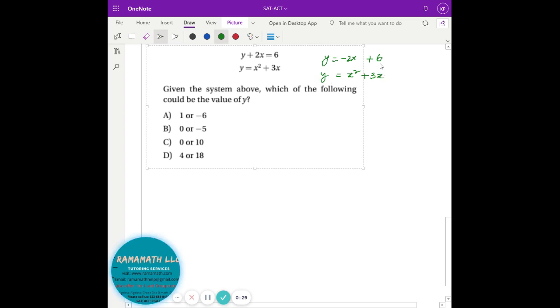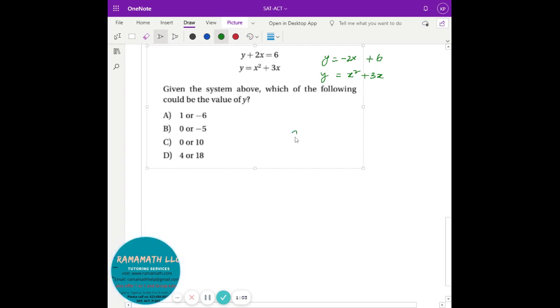So both of them: y equals negative 2x plus 6, and y equals x squared plus 3x. One way you can solve them is by graphing these two and seeing where they cross, and then you get the answers. But in case you don't have a graph, both of them are y's. That means in algebra, these two should be the same. So I use that logic here, and then I can solve these two.